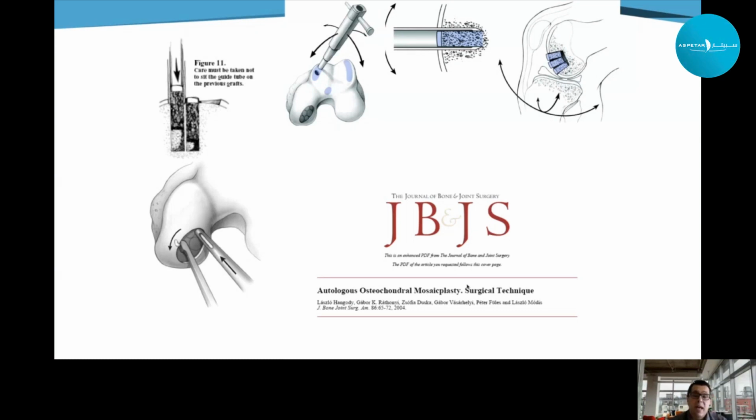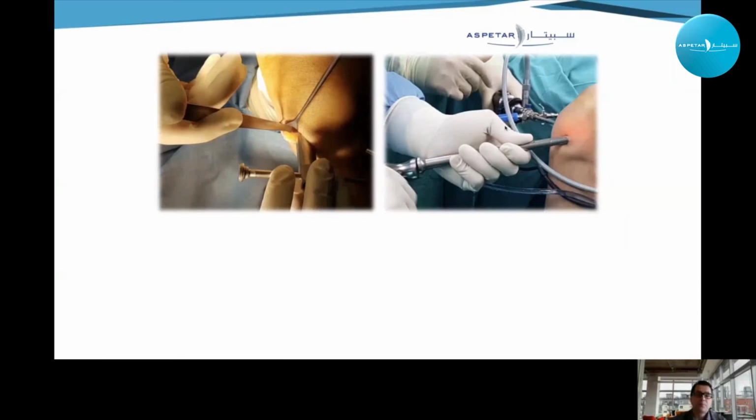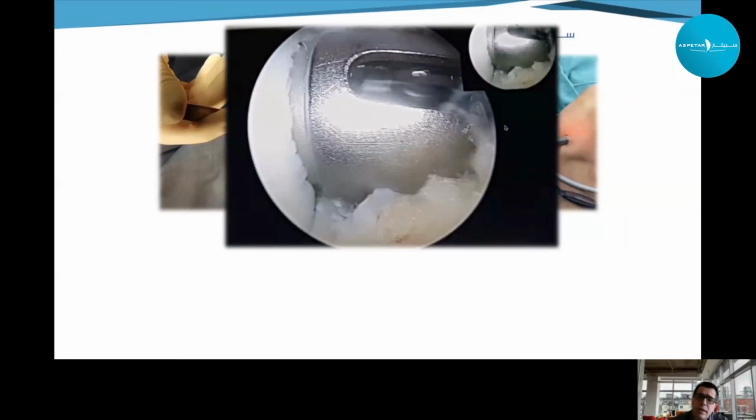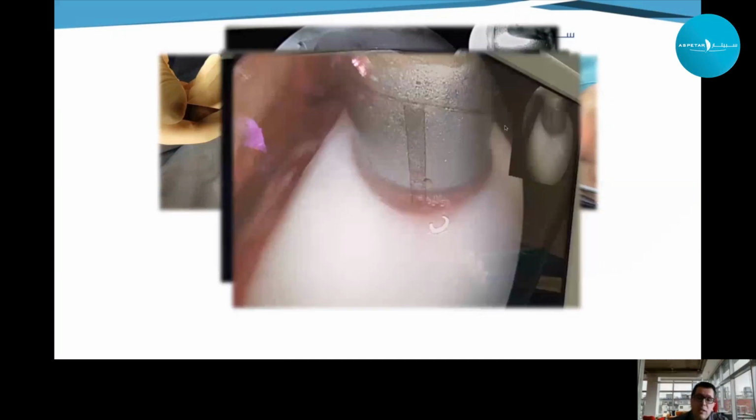The last and most steady, let's say, in terms of result and return to sport technique is the osteochondral transfer. We get a cylinder from a non-loading area of the joint, and we place it in the defect, creating something like a mosaic, as you can see here, which is quite technically demanding, but very good in terms of having a good result at the end.